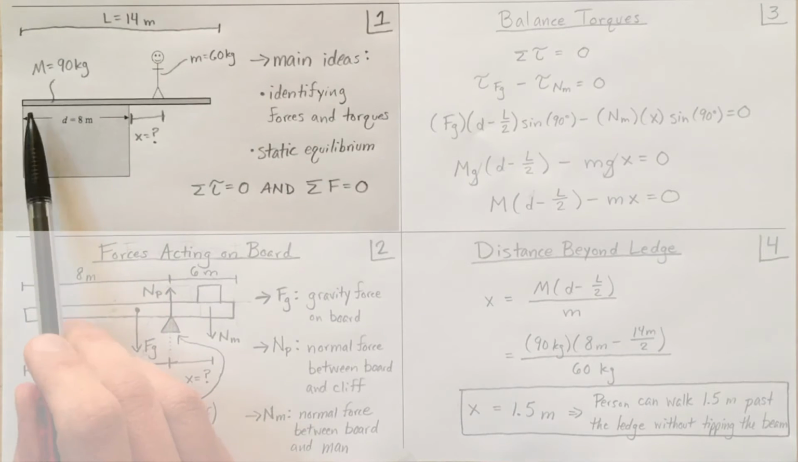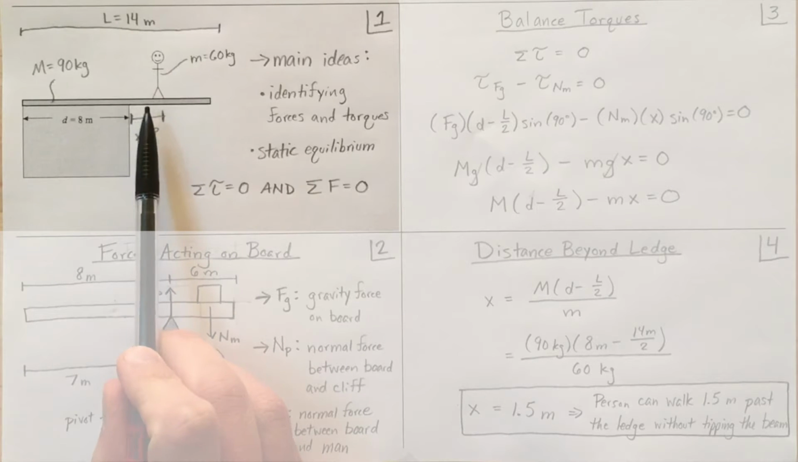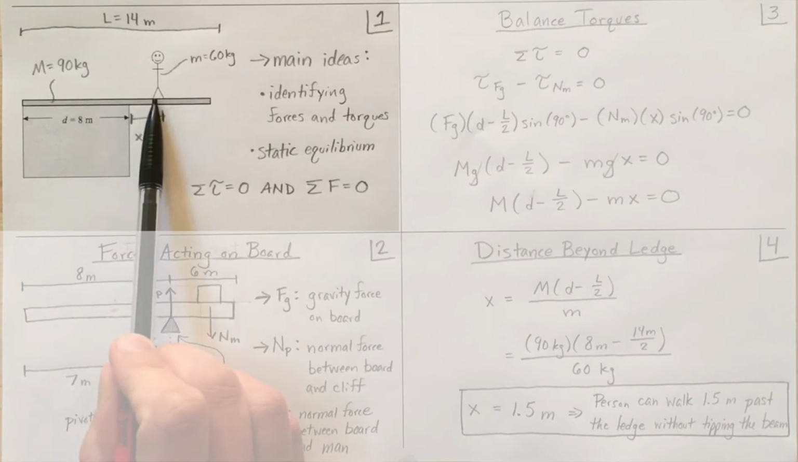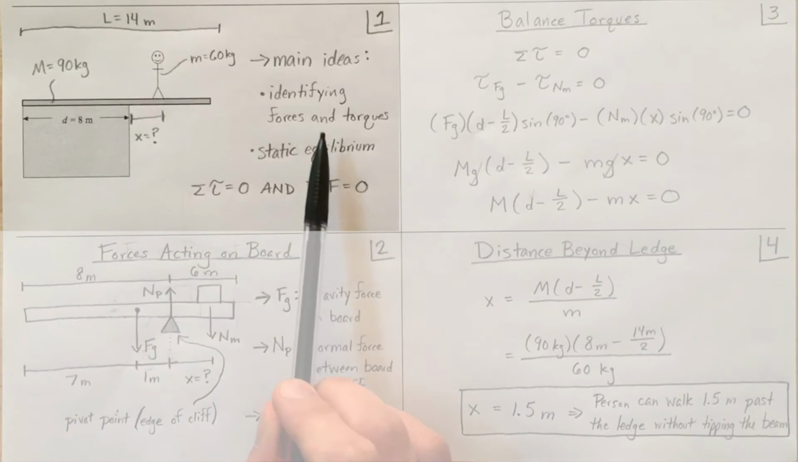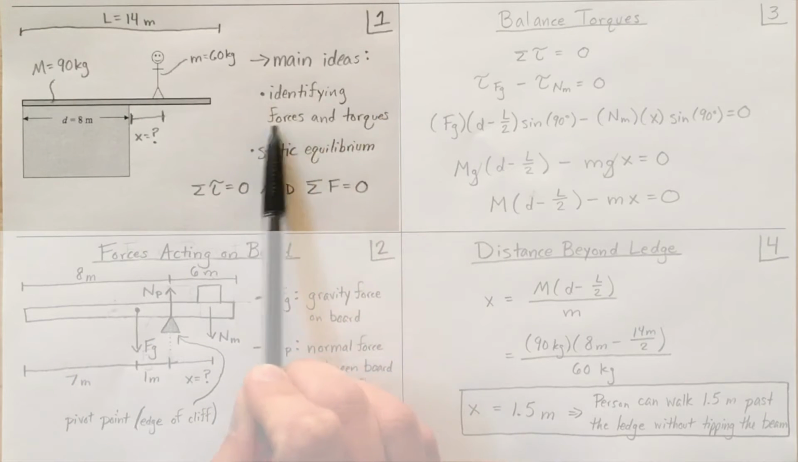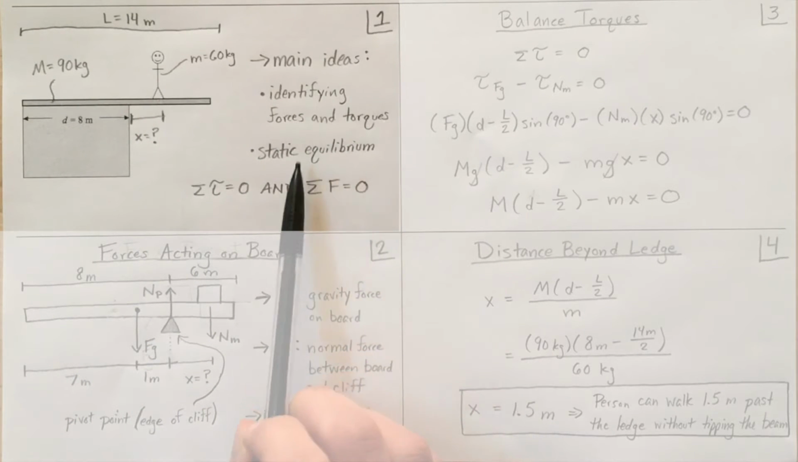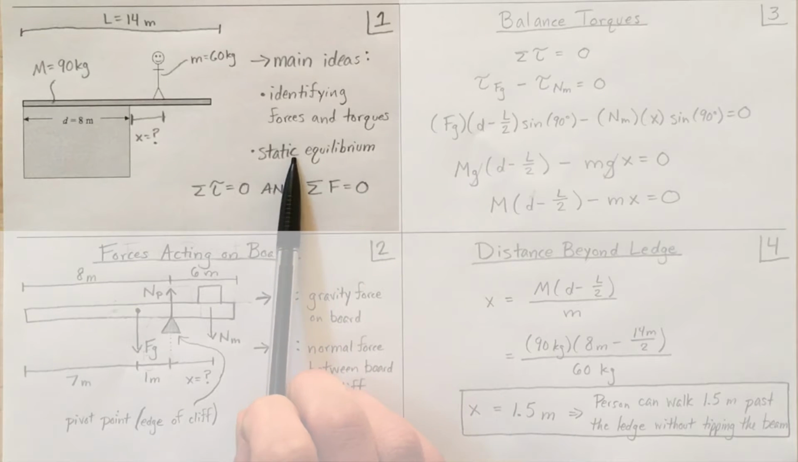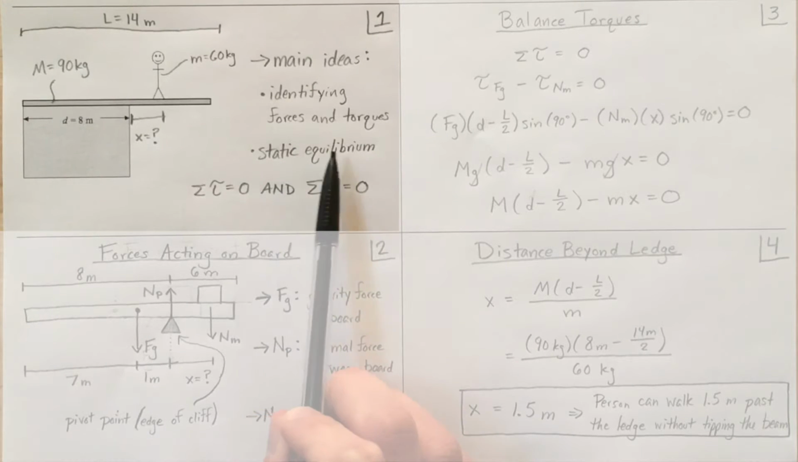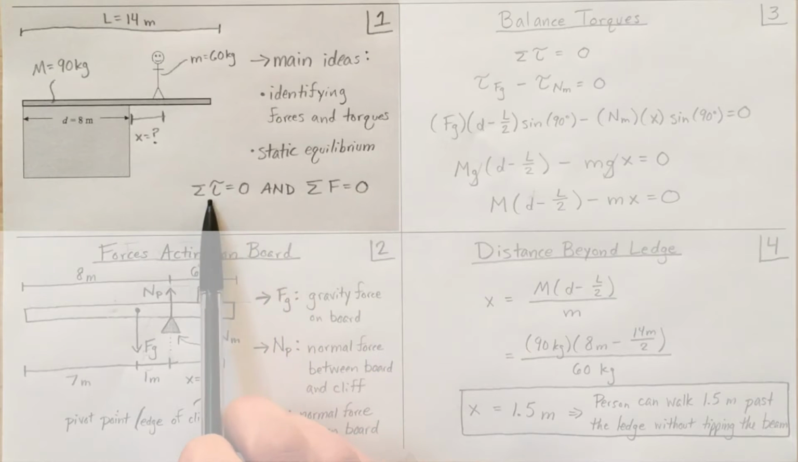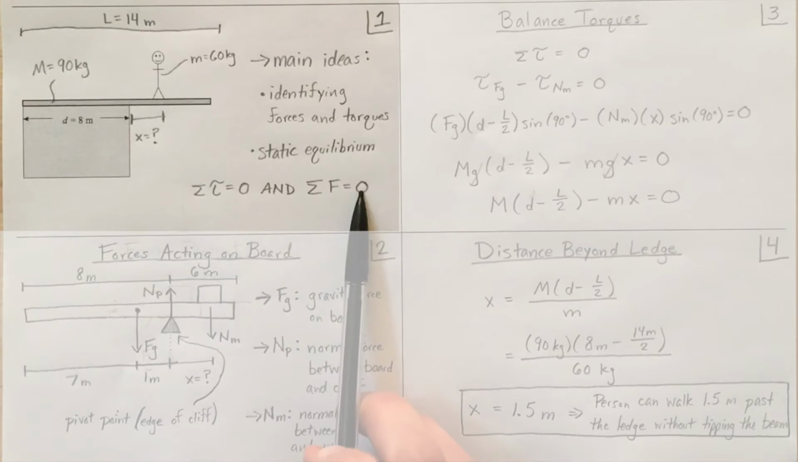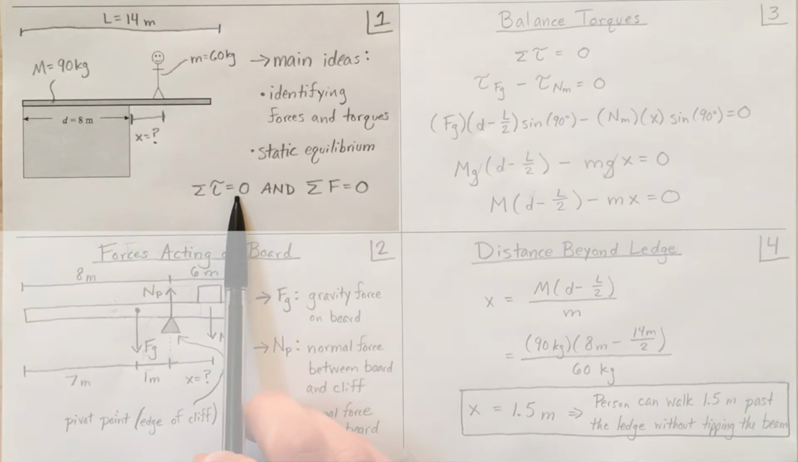In this problem, a wooden beam hangs over a ledge, and we're asked to find how far a person can walk out past the ledge without tipping the beam. In order to solve this problem, we'll need to identify all forces and torques present and apply the conditions needed in order for an object to be in static equilibrium. These are that the sum of all torques and the sum of all forces both must be equal to 0.